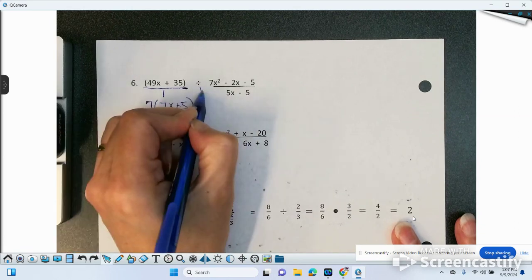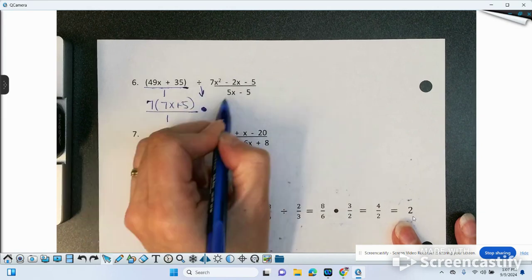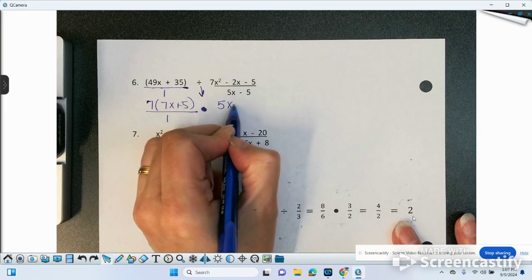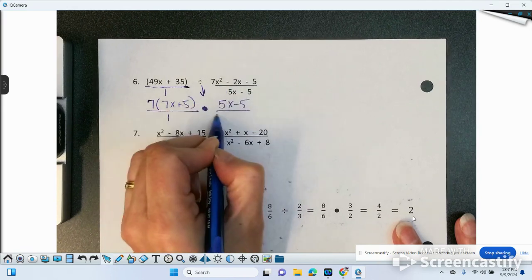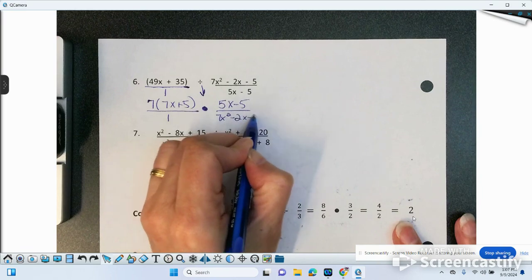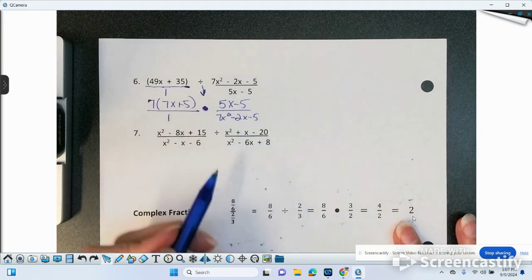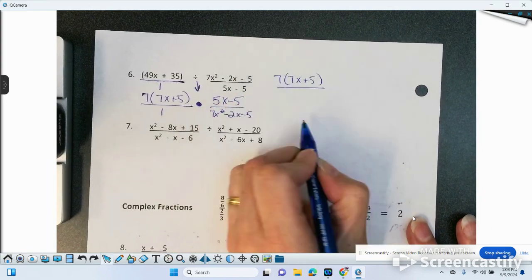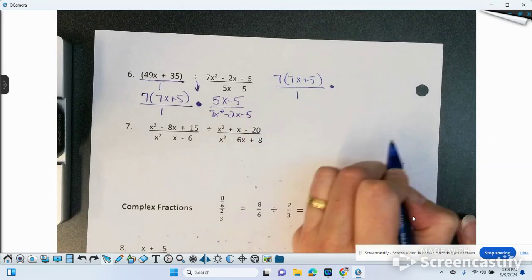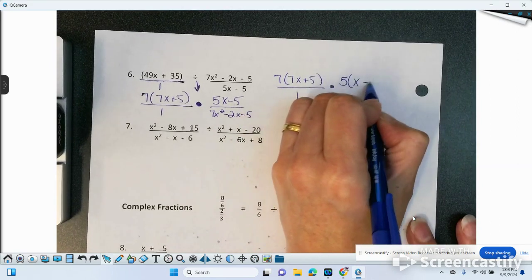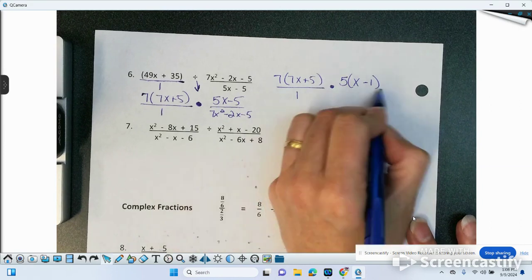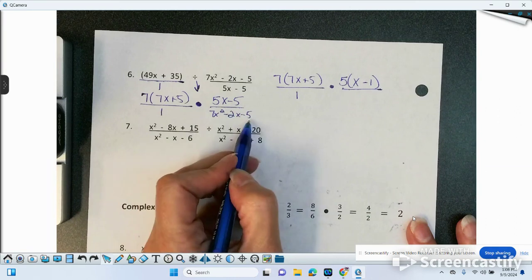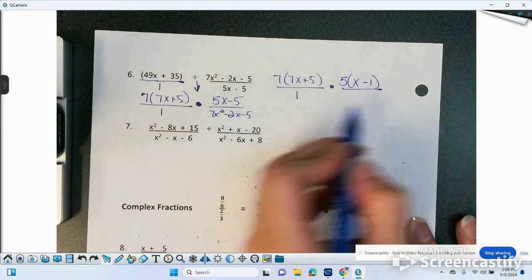I'm going to change that to multiplication, and then this 5x minus 5 is going to come to the top. I'm going to worry about factoring that in just a second because I don't want to confuse you. So I multiply by its reciprocal. So 7 times 7x plus 5 over 1 times, I can take a 5 out, and I'm going to be left with x minus 1. And on the bottom here, let's see, we need to multiply to get a negative 35 and add to get a negative 2.